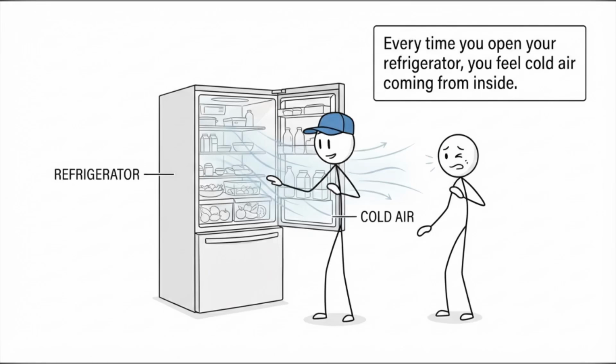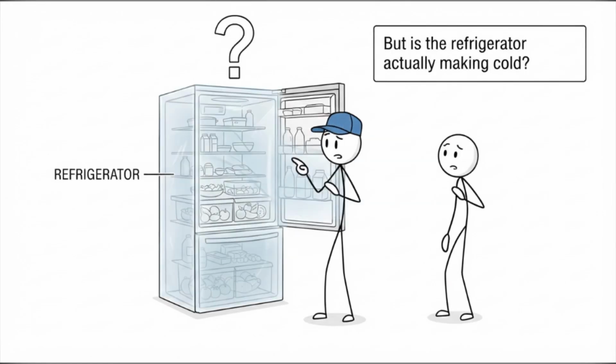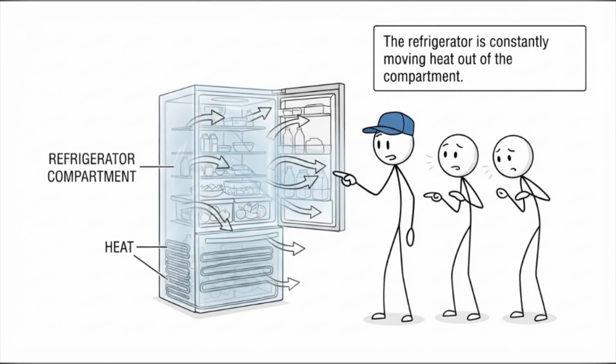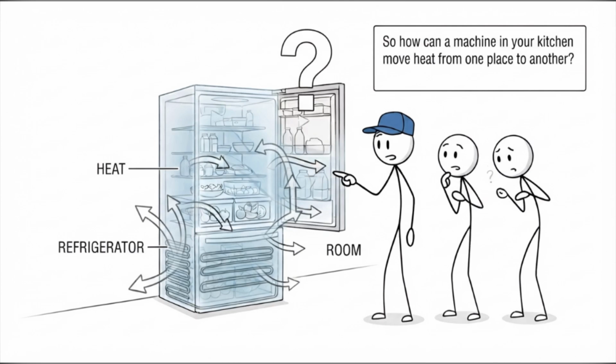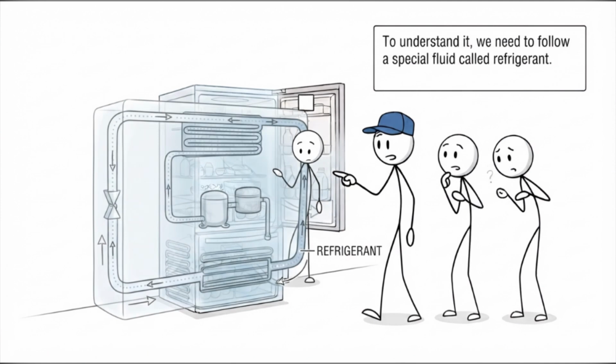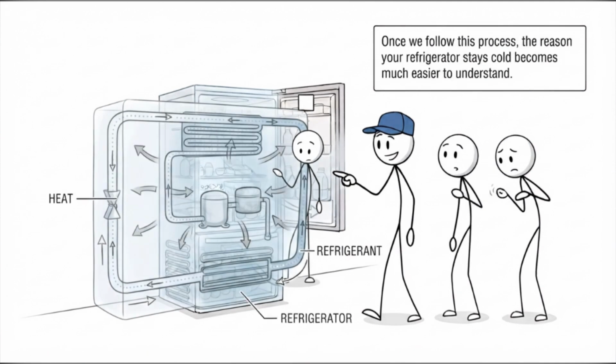Every time you open your refrigerator, you feel cold air coming from inside. But the refrigerator is not actually making cold. Instead, it is constantly moving heat out of the compartment and releasing that heat into the room. So how does a machine in your kitchen move heat from one place to another? To understand this, we need to follow a special fluid called refrigerant as it moves through the refrigerator. Once we follow this process, the reason your refrigerator stays cold becomes much easier to understand.